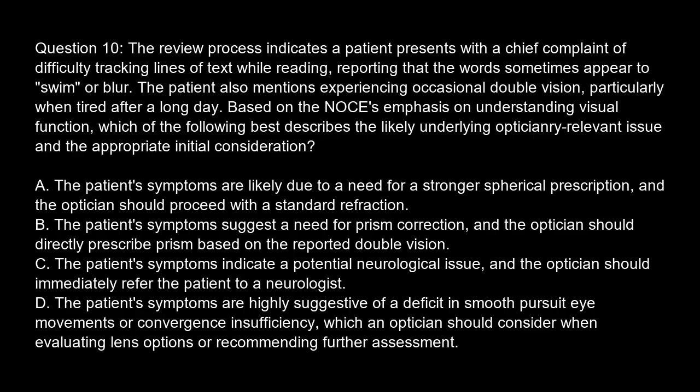Option A. The patient's symptoms are likely due to a need for a stronger spherical prescription, and the optician should proceed with a standard refraction. Option B. The patient's symptoms suggest a need for prism correction, and the optician should directly prescribe prism based on the reported double vision. Option C. The patient's symptoms indicate a potential neurological issue, and the optician should immediately refer the patient to a neurologist. Option D. The patient's symptoms are highly suggestive of a deficit in smooth pursuit eye movements or convergence insufficiency, which an optician should consider when evaluating lens options or recommending further assessment.